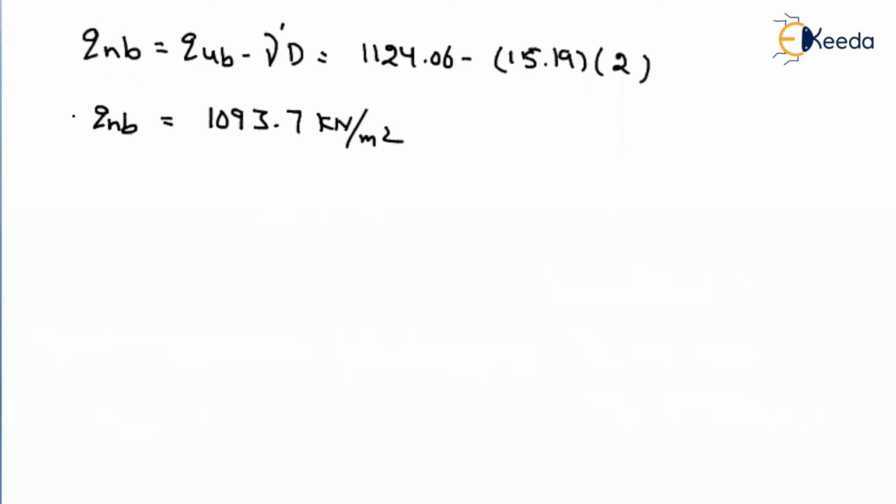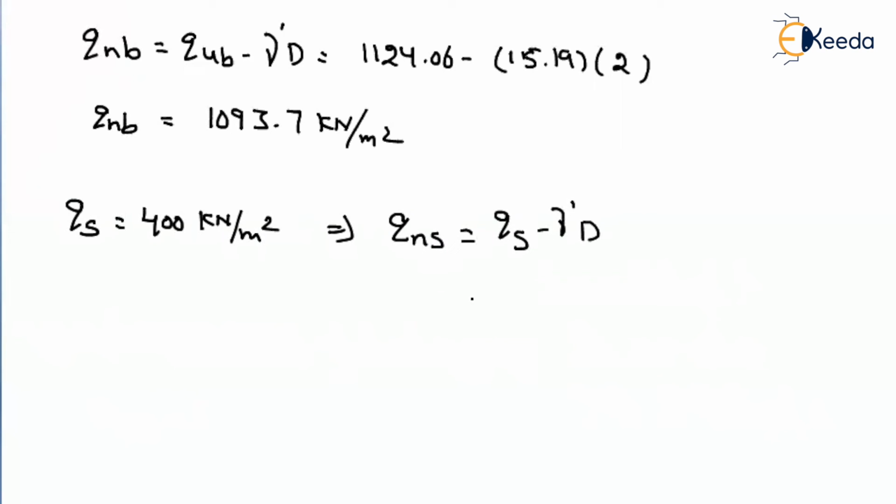Now we have to find the net load acting on the soil. They have given you the gross pressure, let us say I am representing it with Qs, that is given as 400 kilonewton per meter square. Now find the net pressure acting, that means the pressure other than the backfill. That is Qs minus again gamma dash into D. If you substitute these values, you will get around 369.7 kilonewton per meter square.